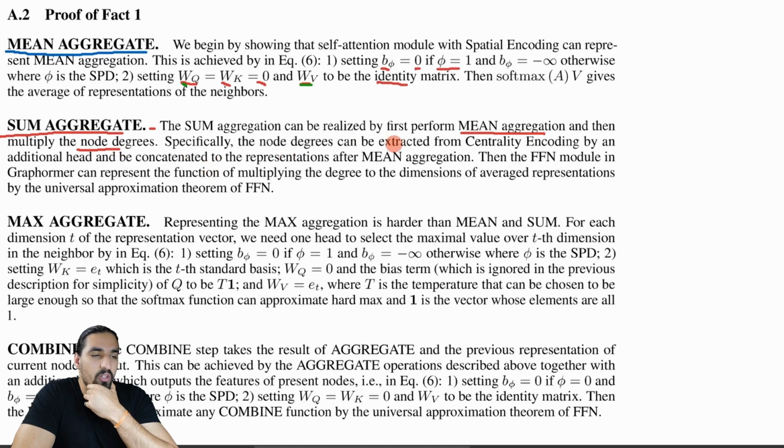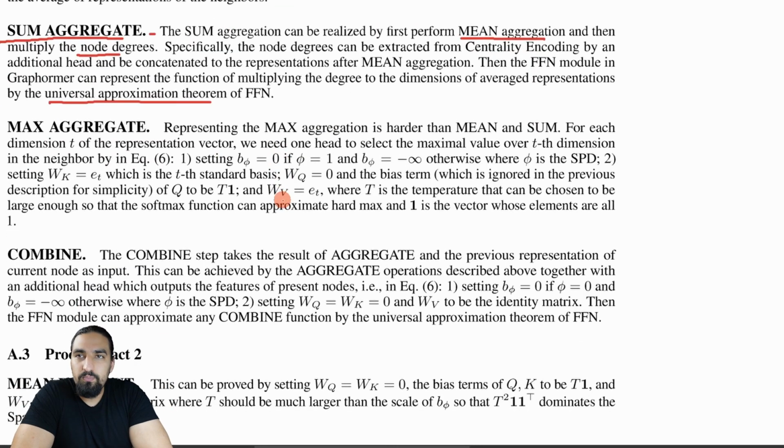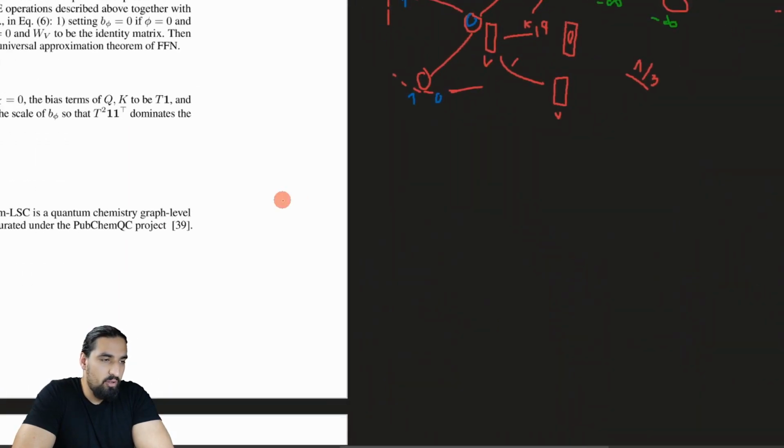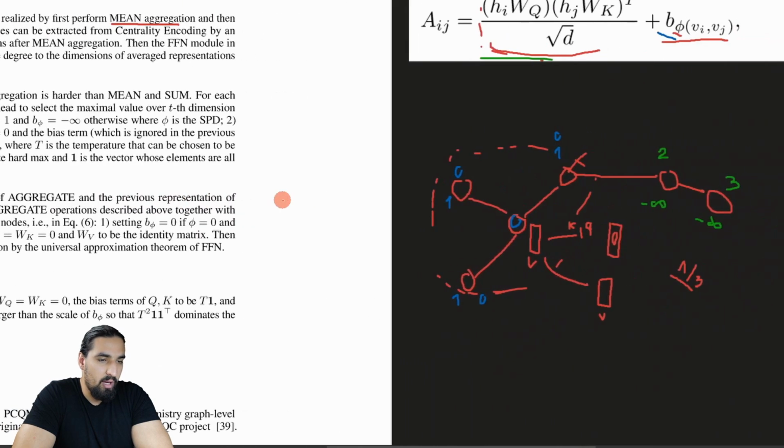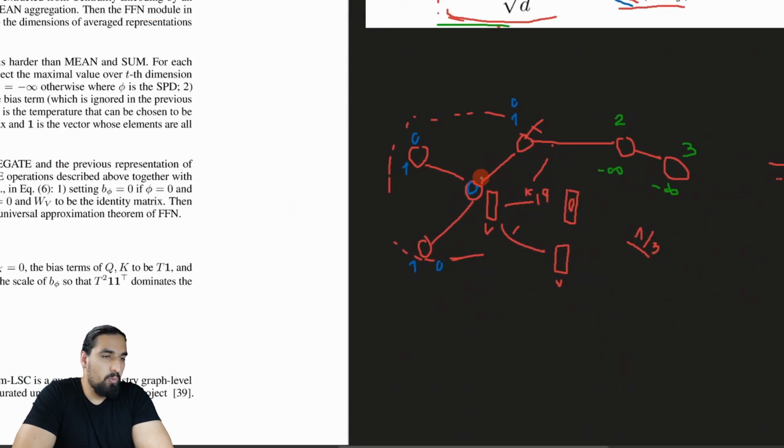Specifically, the node degrees can be extracted from centrality encoding, so that's the degree encoding, by an additional head and be concatenated to the representations after mean aggregation. Then the feed-forward network module in Graphormer can represent the function of multiplying the degree with the dimensions of average representations, by the universal approximation theorem of feed-forward networks. Okay, so let me break that down. It's pretty simple, and I'll just draw it over this chart.